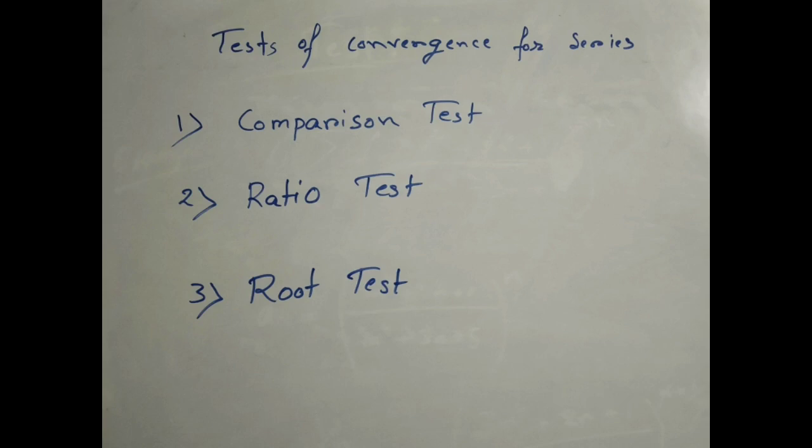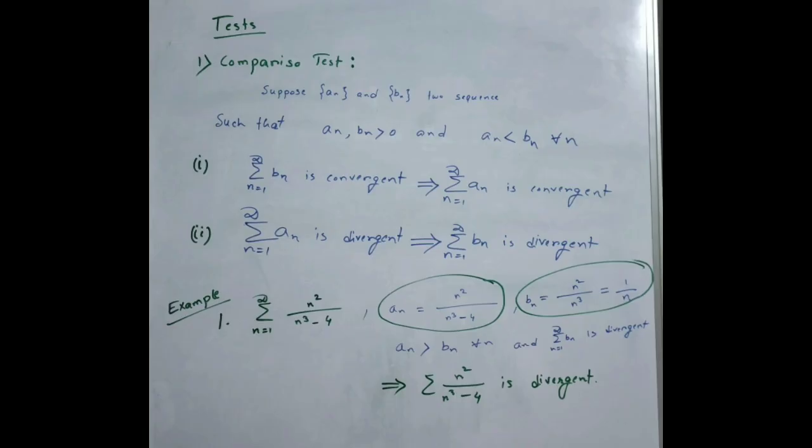We have three tests for convergence of a series: the comparison test, the ratio test, and the root test, and we are going to describe all the tests. Let's start with the comparison test.